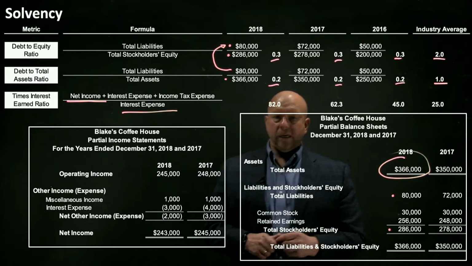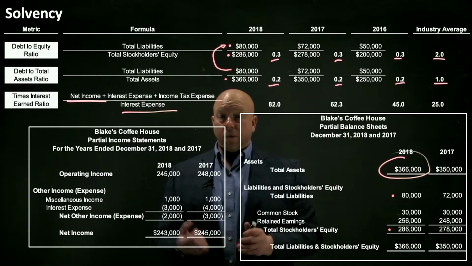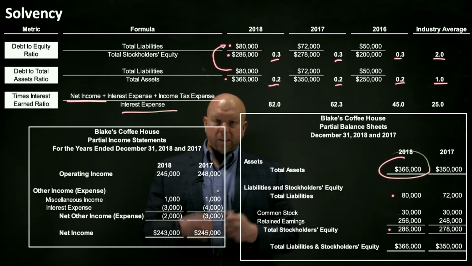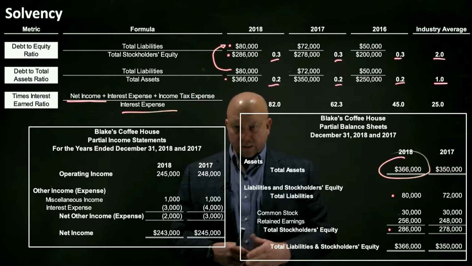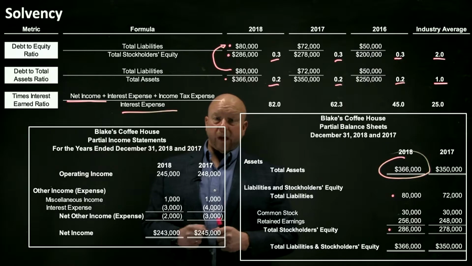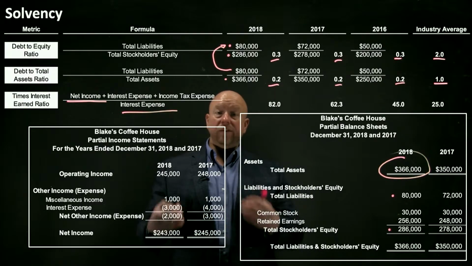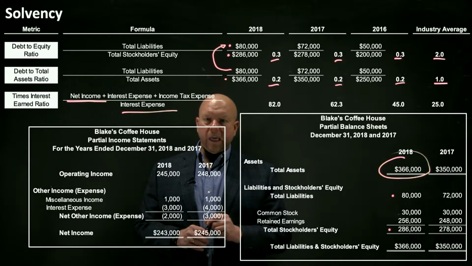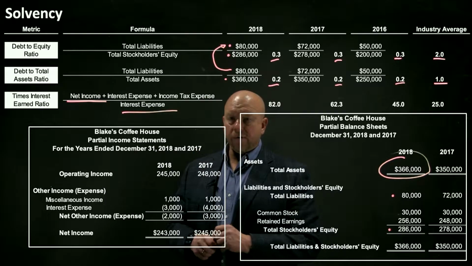Now, in this case, I set up this fictitious coffee house as an S corporation. S corporations are not tax-paying entities. They are tax reporting entities. The profit from an S corporation, this $243,000, or the taxable equivalent of that, would actually get reported on the owner's individual tax returns, and the owners will pay the tax. So in this case, there is no income tax expense for this particular coffee house.